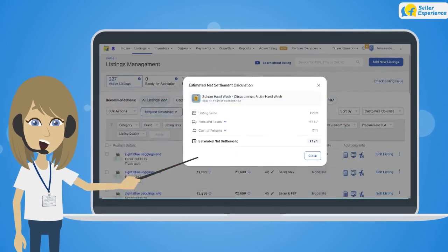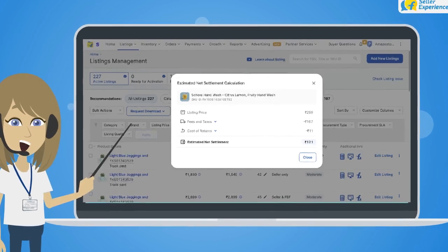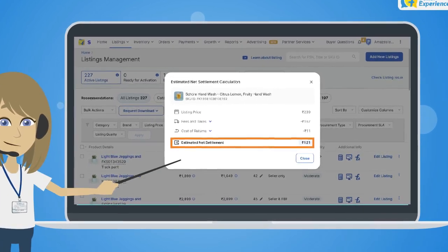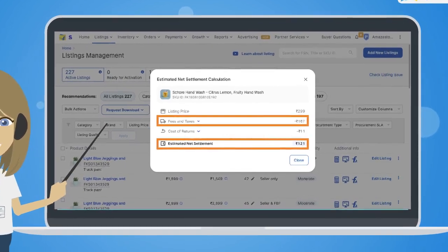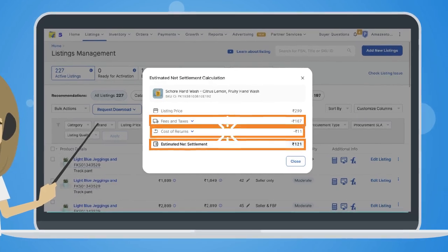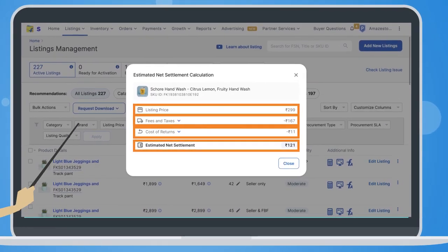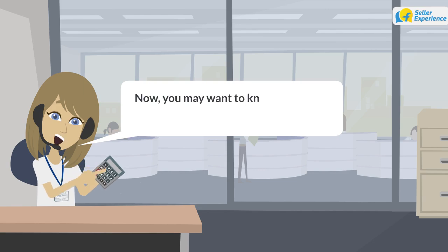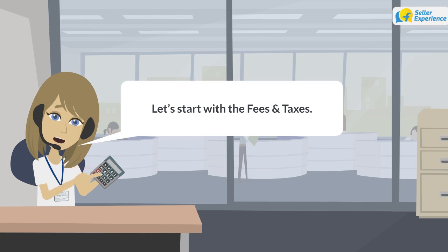In this example screen, you will notice that the net settlement of Rs 121 is calculated by deducting the average fees and taxes of Rs 167 and the cost of returns of Rs 11 from the listing price of Rs 299. Now, you may want to know how this is calculated. It's easy. Let's start with the fees and taxes.